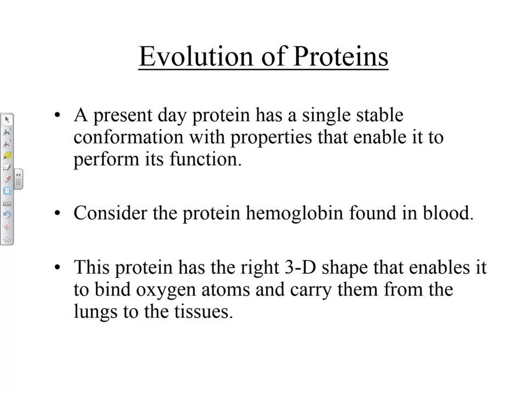So a present-day protein has a single stable conformation with properties that enable it to perform its function. For example, consider the protein hemoglobin found in blood. This protein, as I've been repeatedly saying, has exactly the right 3D shape that enables it to bind oxygen atoms and carry them from the lungs to the tissues.